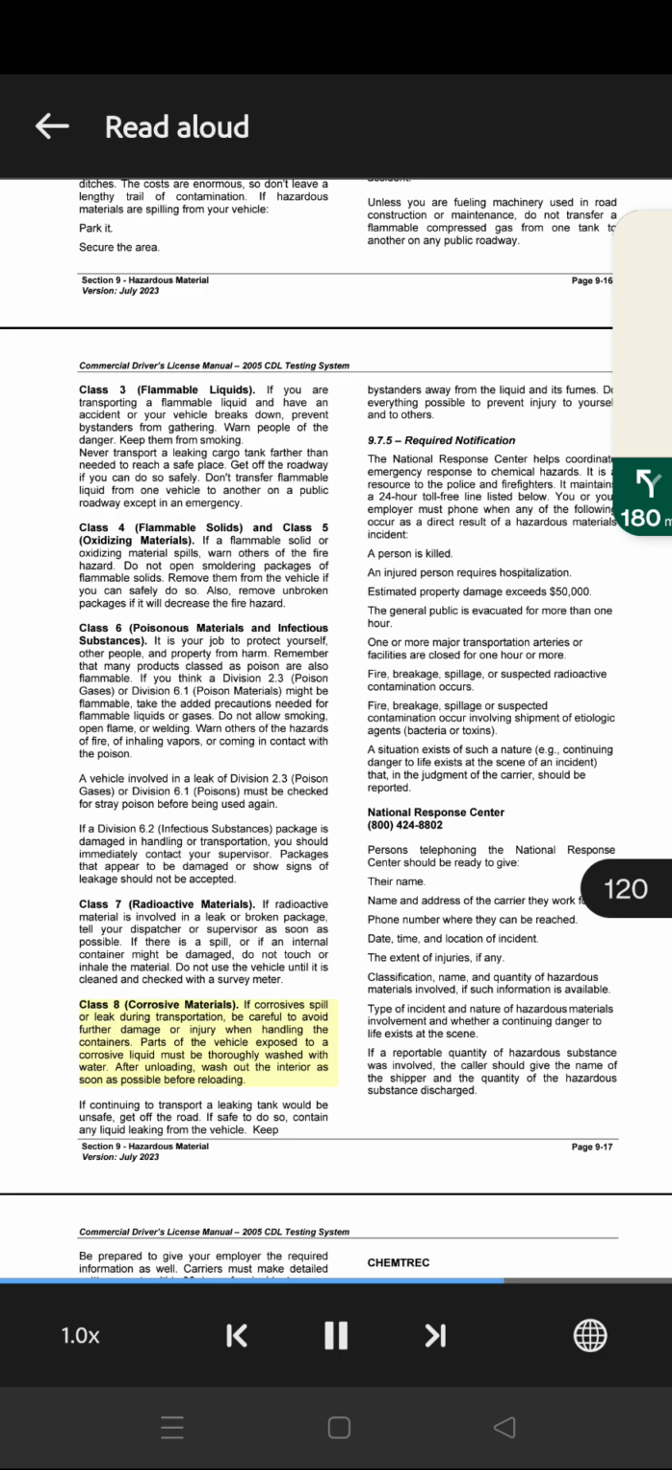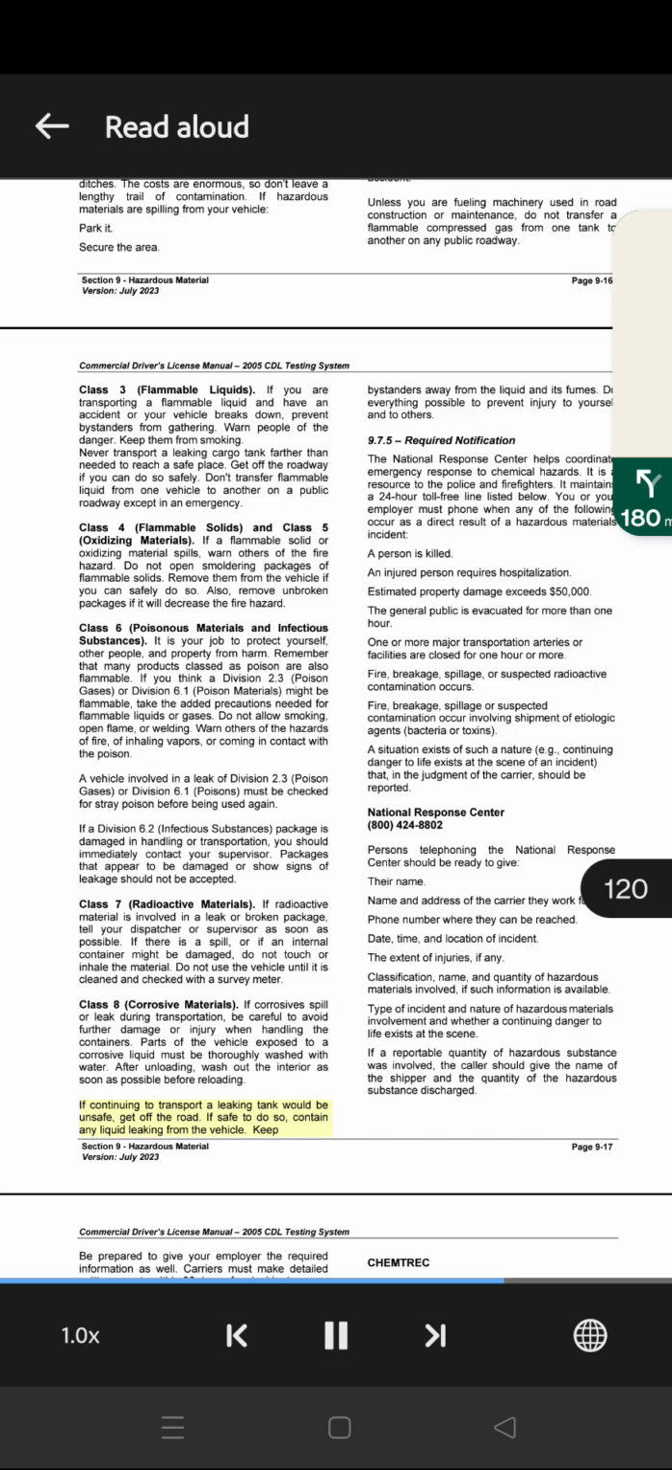Class 8 Corrosive Materials. If corrosive spill or leak during transportation, be careful to avoid further damage or injury when handling the containers. Parts of the vehicle exposed to a corrosive liquid must be thoroughly washed with water. After unloading, wash out the interior as soon as possible before reloading.